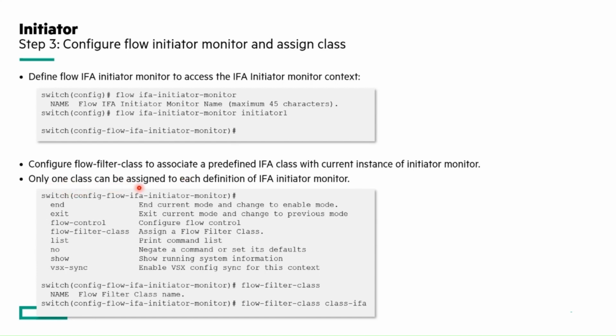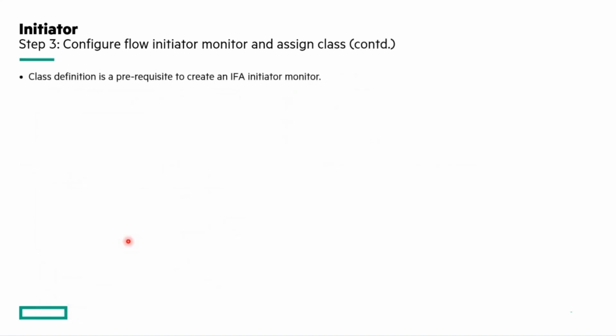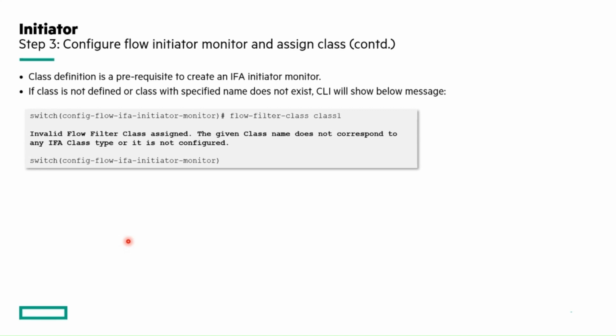So only one class can be assigned for each definition of IFA initiator monitor, which means if you have multiple classes, you can only insert one flow filter class. You can have multiple criteria on that specific class, but you can only assign one class per initiator monitor. Now, if the class is not defined, or a class with the specified name does not exist, the CLI will show the below message, which means an invalid flow filter class is assigned.